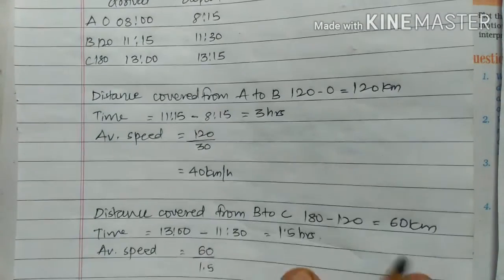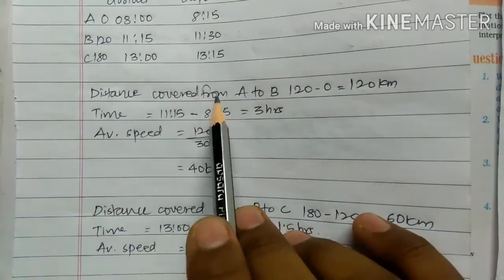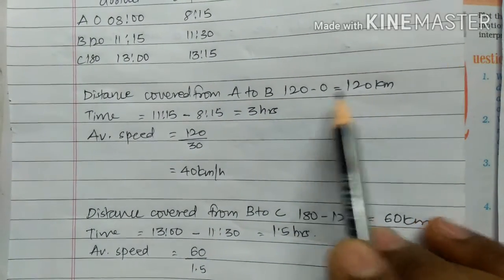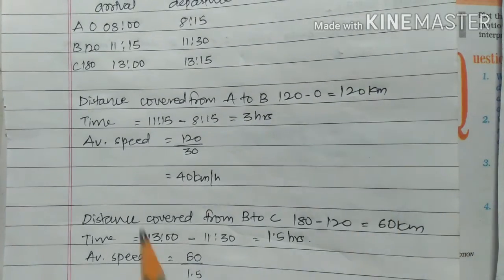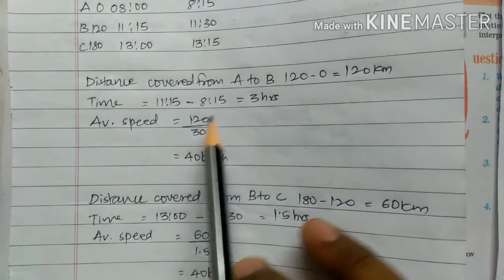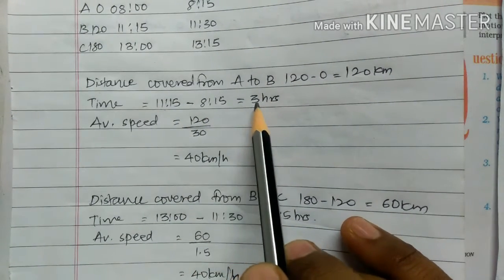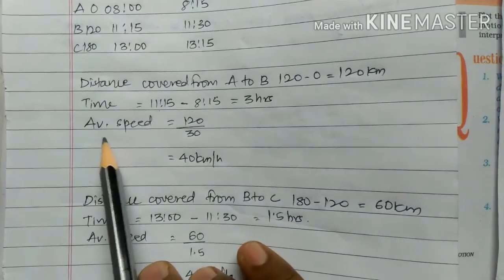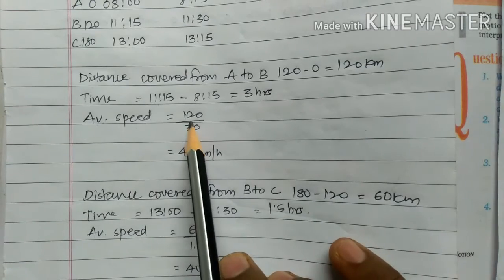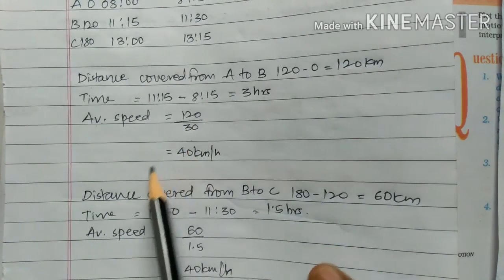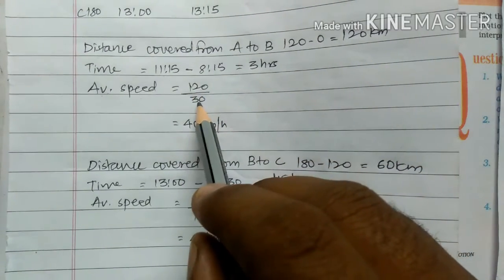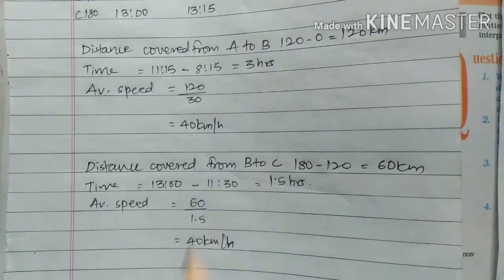Then after that, see here, I have calculated the distance covered from A to B, that is final distance 120, initial distance 0, and the difference is 120 kilometer. Time taken is the final time 11:15 minus the initial time 8:15. It means 3 hours were taken by the train. Now I have calculated average speed, distance upon time, distance 120 kilometer upon time 3 hours. When we divide 120 by 3, it comes to 40 kilometer per hour.